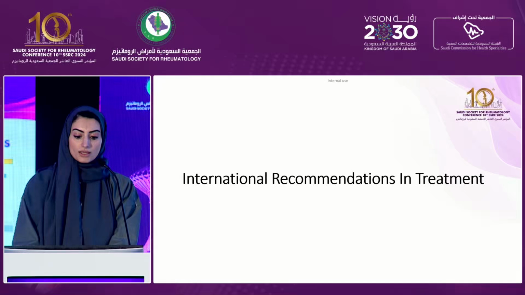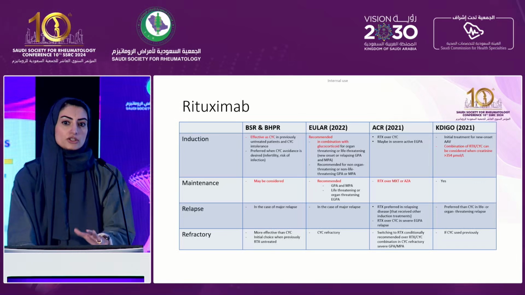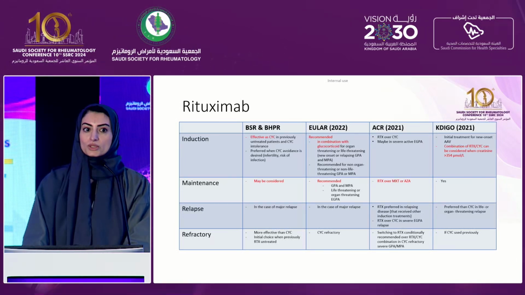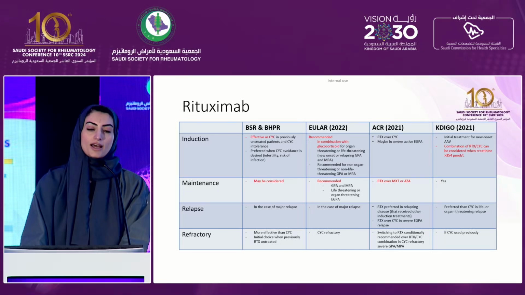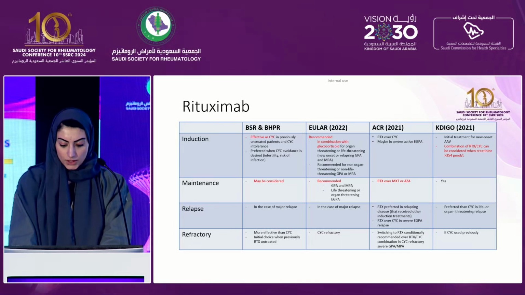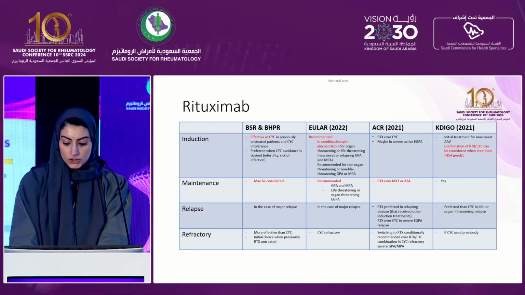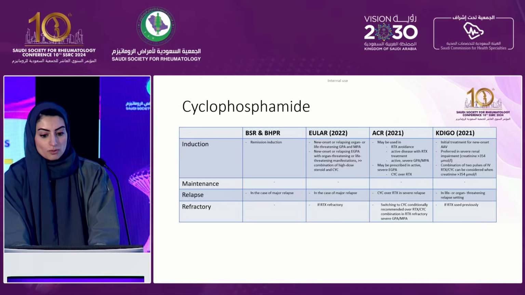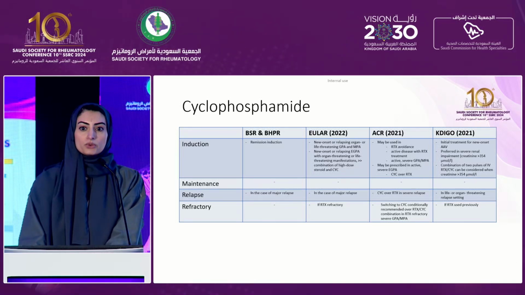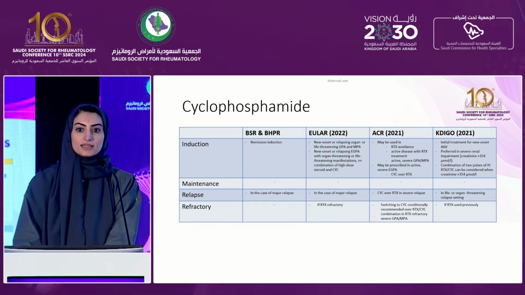at a longer term. Moving to the international recommendations, and I mean by international organizations like BSR, EULAR 2022, ACR 2021, and KDIGO 2021. So all recommended rituximab for induction treatment in addition to steroid. Most recommended its use as the primary medication in maintenance of treatment and relapse. It also was recommended if the disease was refractory to cyclophosphamide. And there is no difference between the weekly dose for 4 weeks of rituximab and the 0 and 14 days.